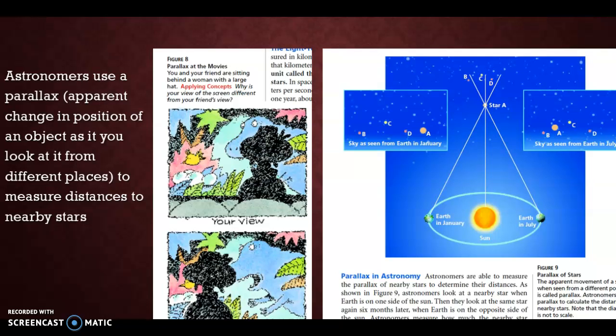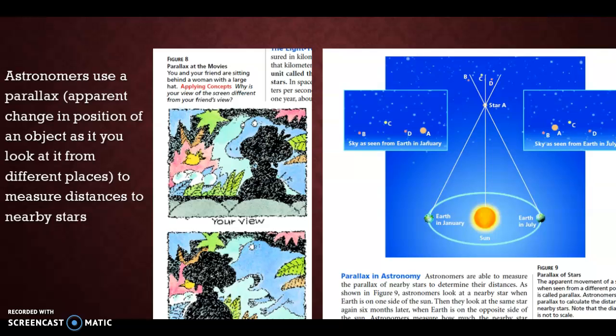This is a parallax. A parallax is something that's like an apparent change in position. And that can happen as our Earth is rotating and revolving. The stars stay in one place for the most part, and so as we're traveling, things look different.